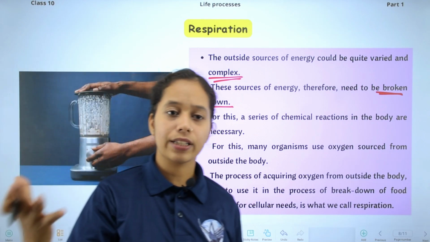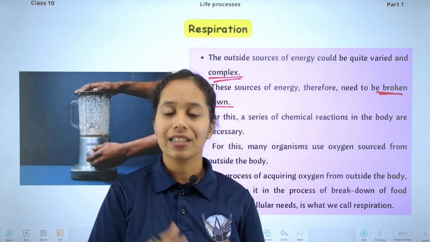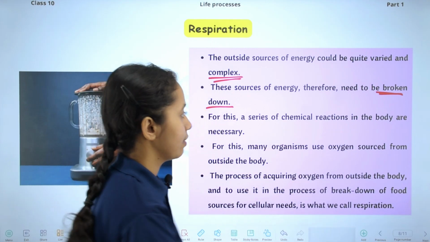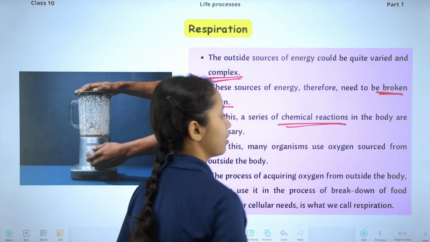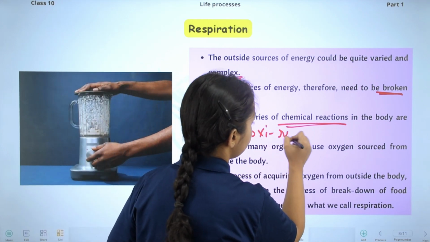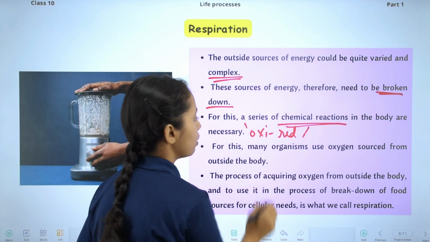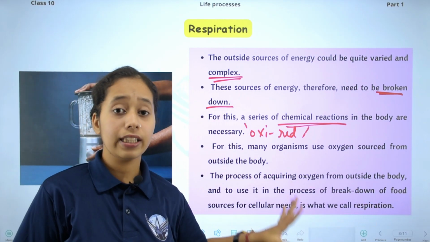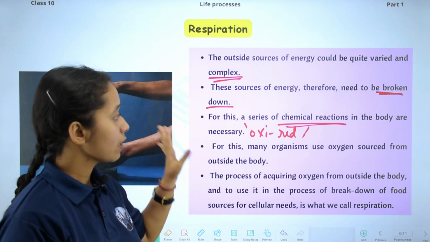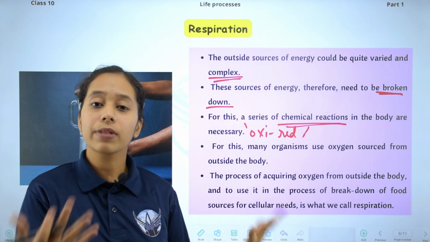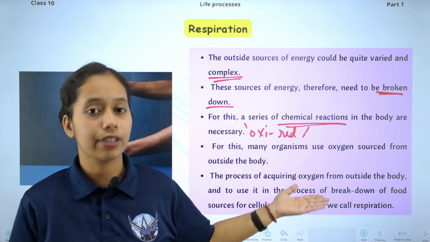What is the best way to break down a complex food? The best way to break down a complex food in our body is via chemical reactions, for example, oxidation and reduction. We'll learn more about oxidation and reduction in the later part of this chapter. But for today, let us simply learn how we can break down complex food: with the help of chemical reactions, for example, oxidation and reduction.